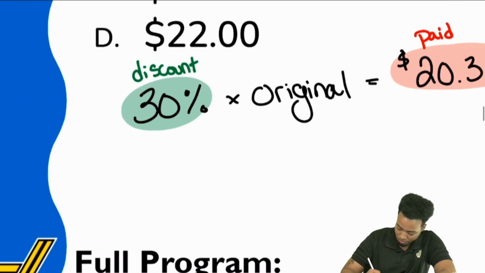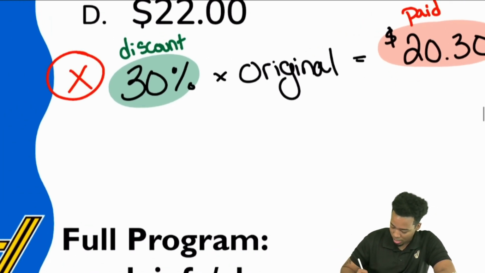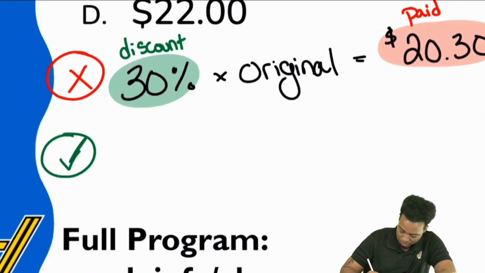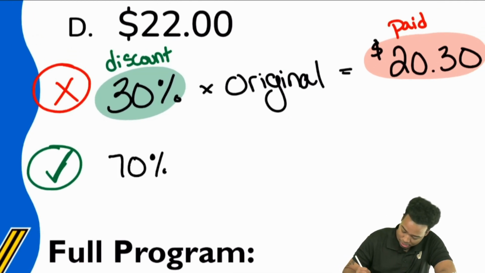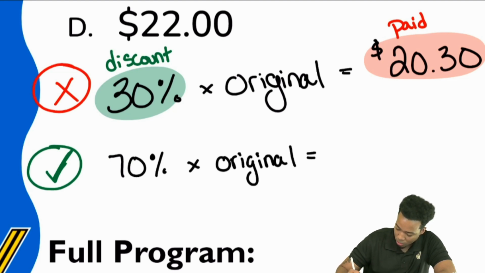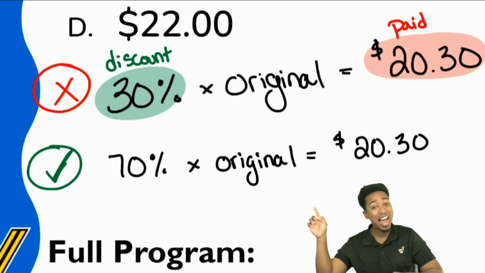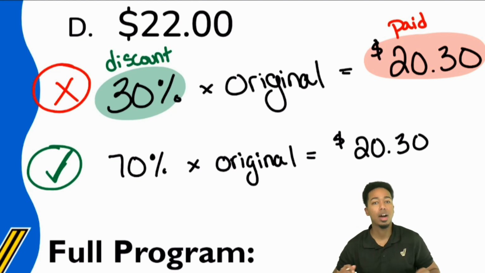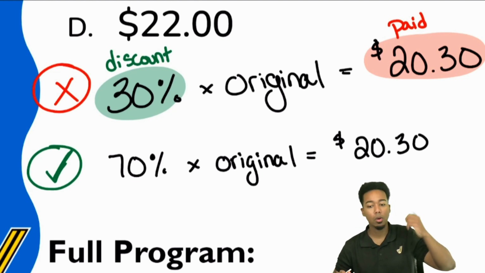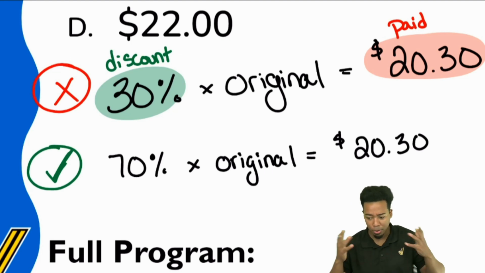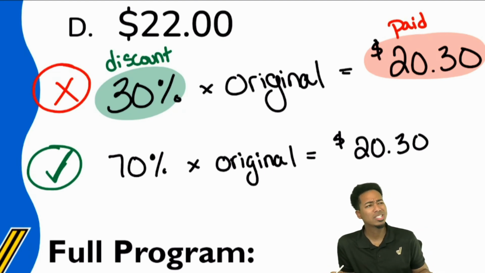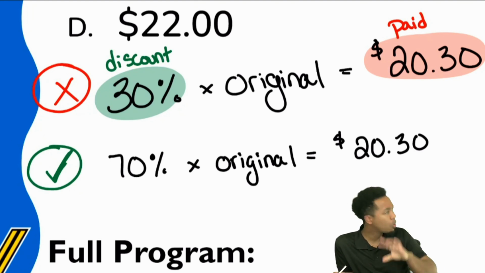The correct way is this. So again, this is wrong, and this right here is going to be correct. If I write it like this: 70% times the original equals the $20.30. That is the correct way, and here's why, everybody. Quick follow-up again. The original amount, the whole thing, what is the original percentage again?